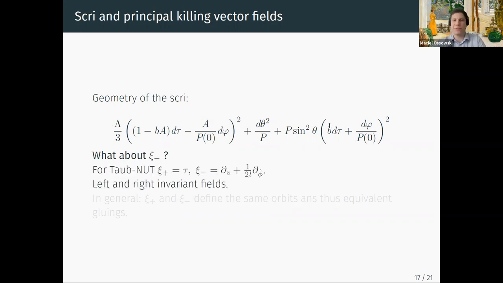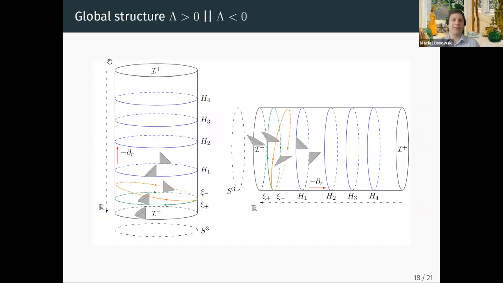Another thing that's a little bit strange about this construction is that we actually arrived at two principal Killing vector fields. The instructive case for us is to look at Taub-NUT. Then those two principal Killing vector fields correspond simply to left and right invariant vector fields. And in general, it can be shown that those two vector fields define the same orbits, and thus the gluing that they define is equivalent. So for a given set of parameters there is xi plus and xi minus, but the resulting spacetime is the same.